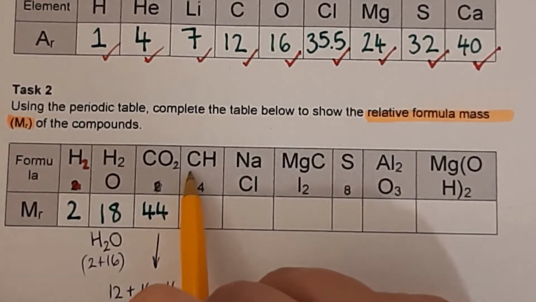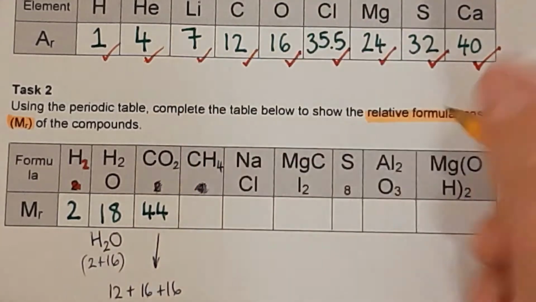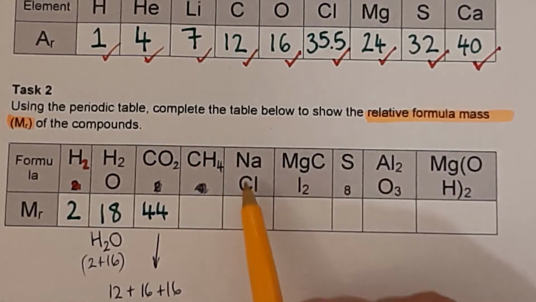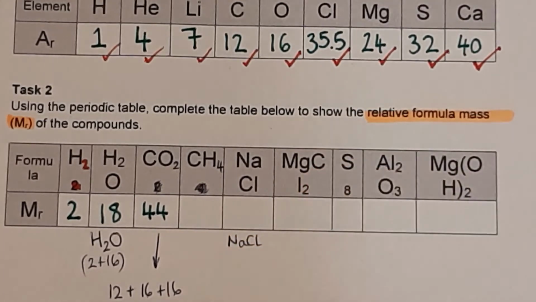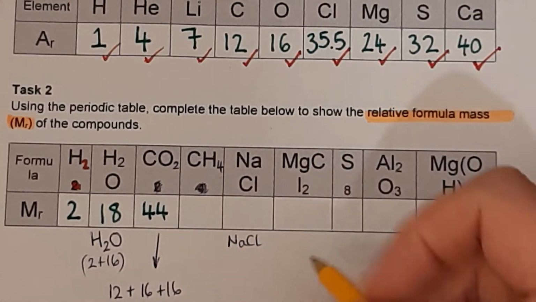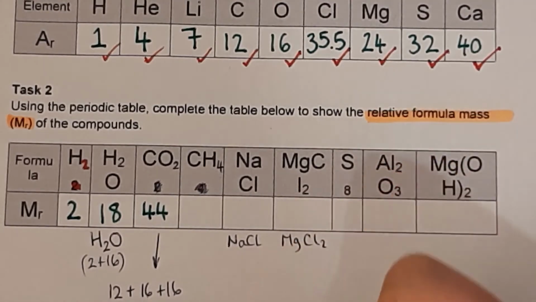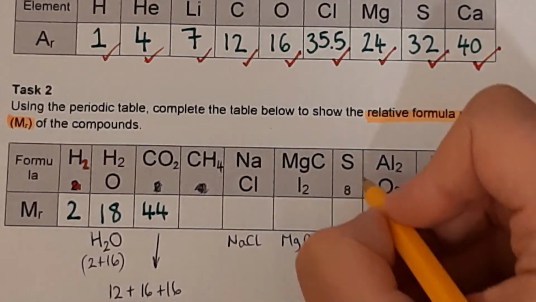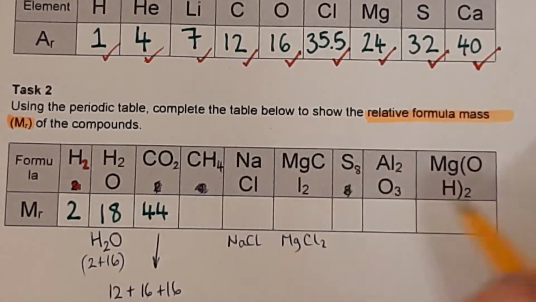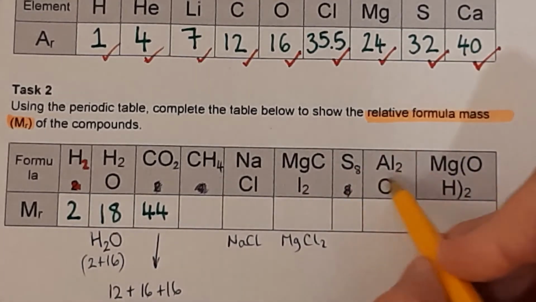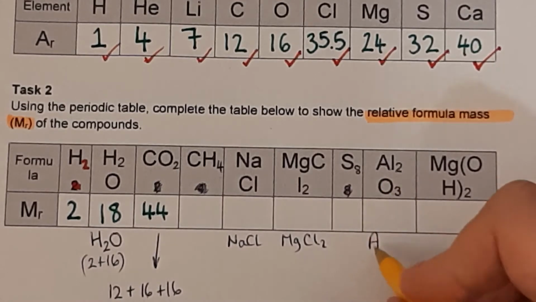So this is CH4, that's how it should be written here. NaCl, ideally we'll have written NaCl all in a row like that. MgCl2, so that's magnesium, one of them, and 2 chlorine atoms. S8, so again, ideally the 8 is written here, not down here, so there are 8 sulfurs here. Al2, so that's 2 aluminium, and O3, that's 3 oxygen, and it's all one compound.